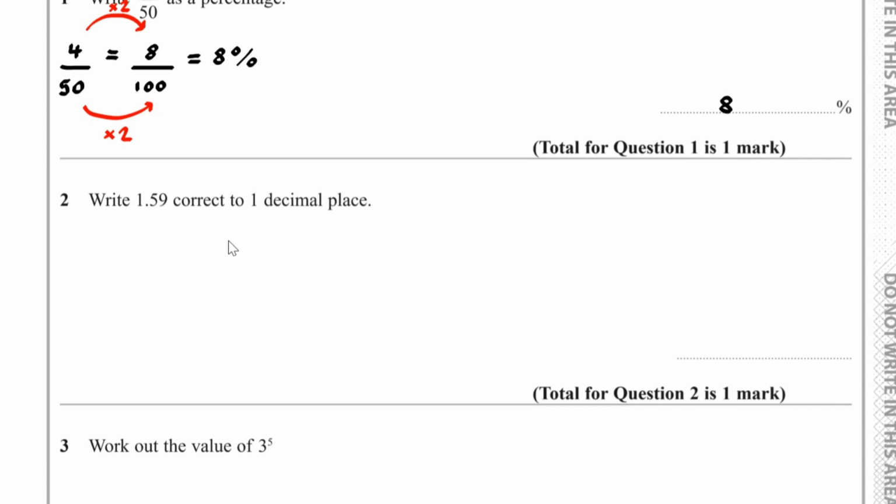Question number 2, we have to write 1.59 correct to one decimal place. Well, here is a number line. 1.59 is in between 1.5 and 1.6, and we've got our halfway point, 1.55. Now, our number 1.59 is over here somewhere. And because the 1.59 is greater than the 1.55, we would have to round up. So we have 1.6.